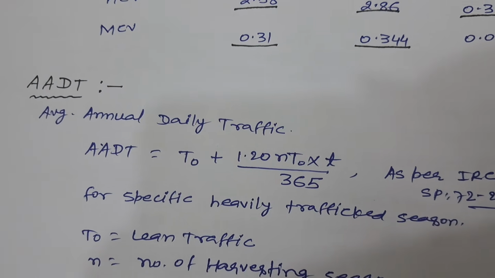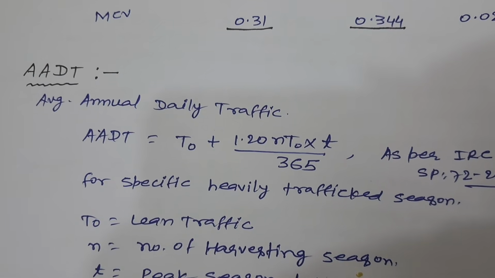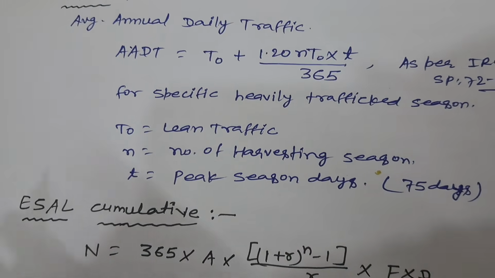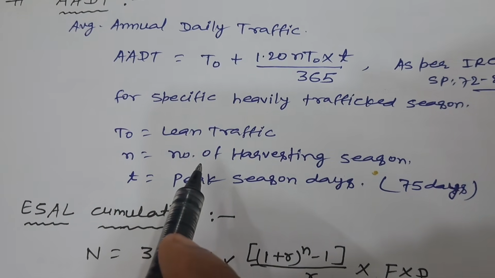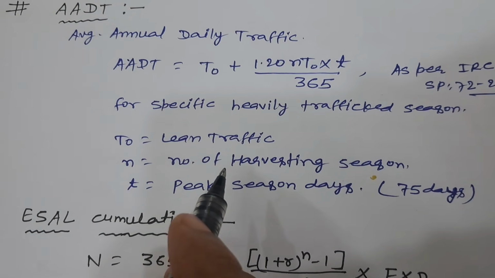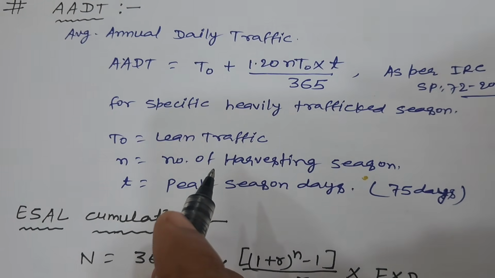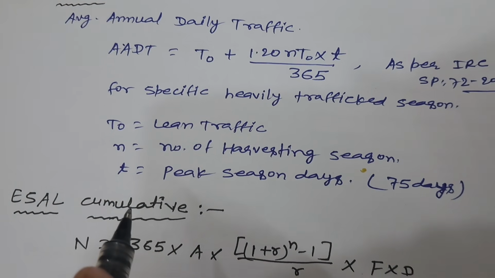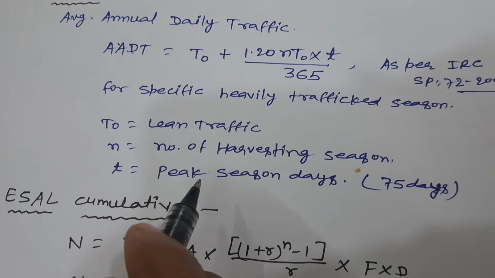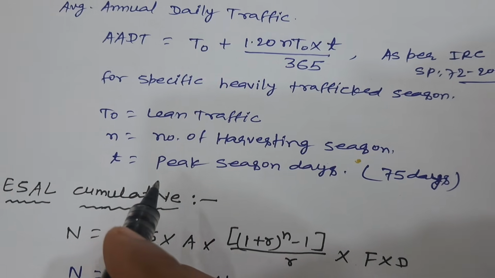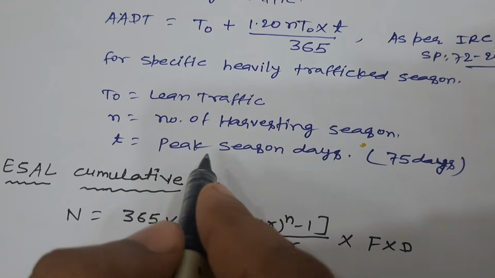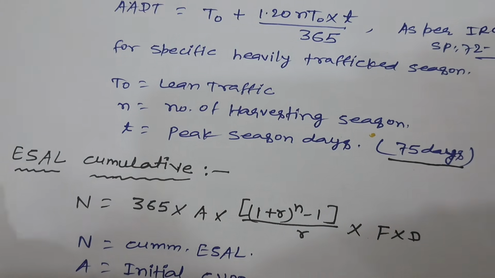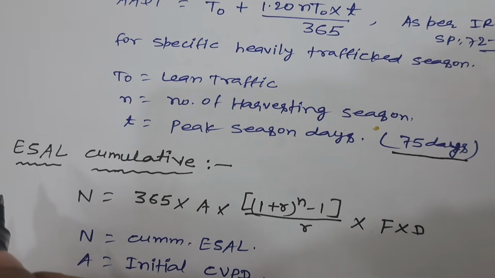Next term is AADT, means average annual daily traffic. The formula for AADT is equal to T naught plus 1.2 into N T naught into a small t divided by 365, where T naught is the lean traffic, N is the number of harvesting season, and a small t is the peak season day. Means here 75 days is considered as peak season day.